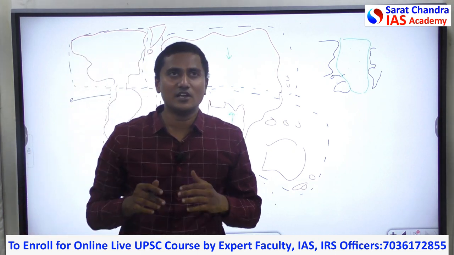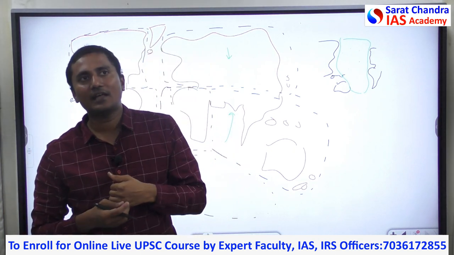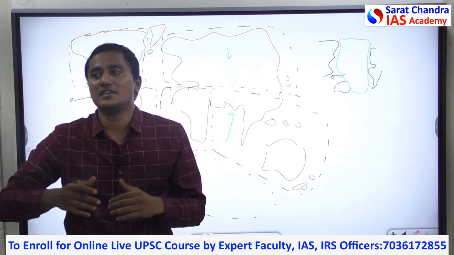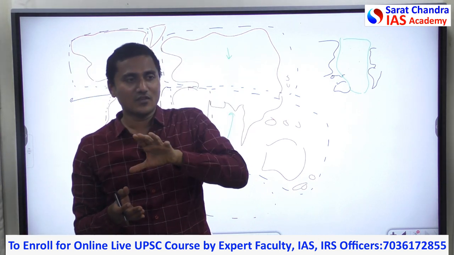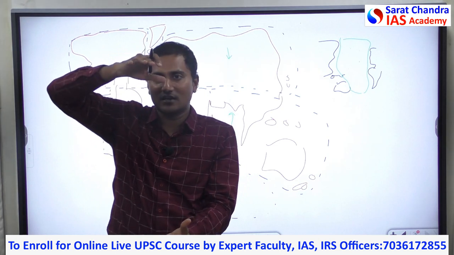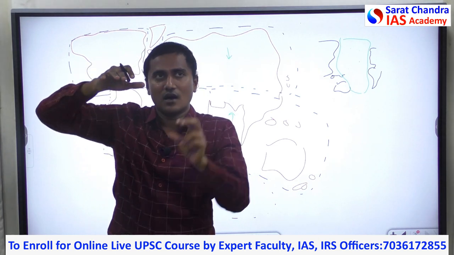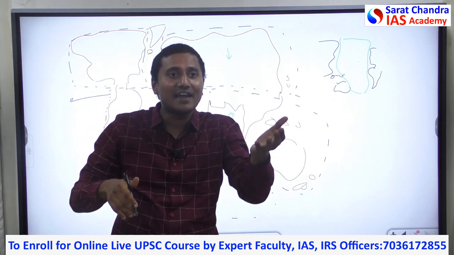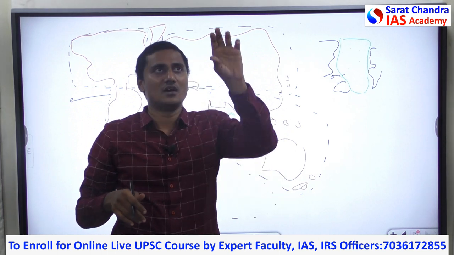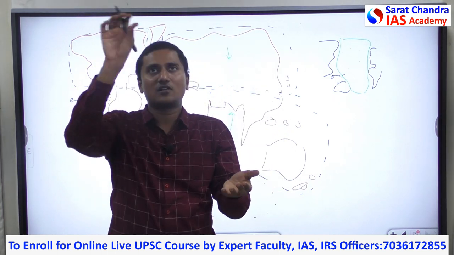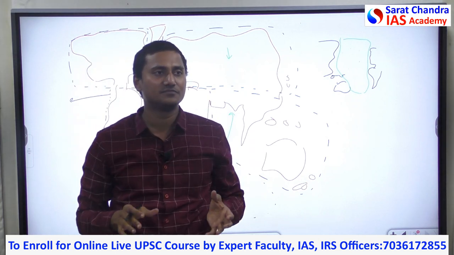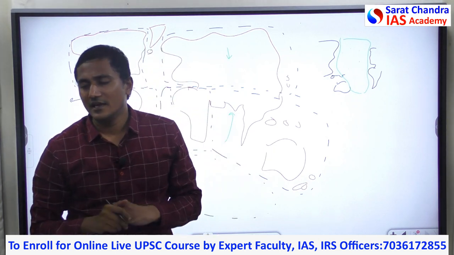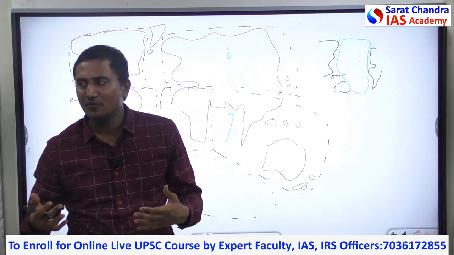I will tell you a simple thumb rule: any plate having more ocean is heavy. Not because of the water, but because under the ocean there is basalt, which is very heavy. Under the land there is granite, which is not heavy. Basalt is very heavy compared to granite. That is why any plate having more ocean will be heavy.